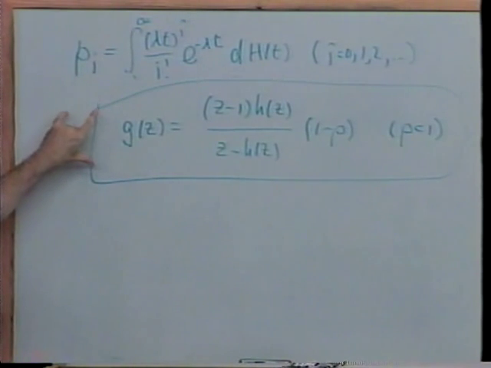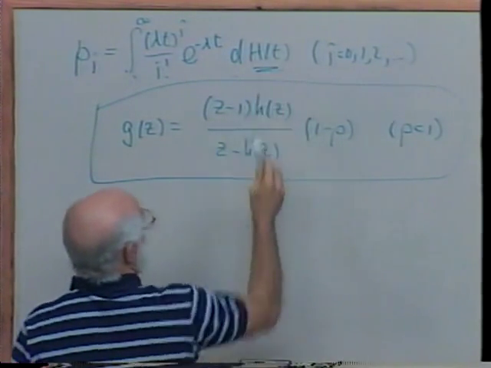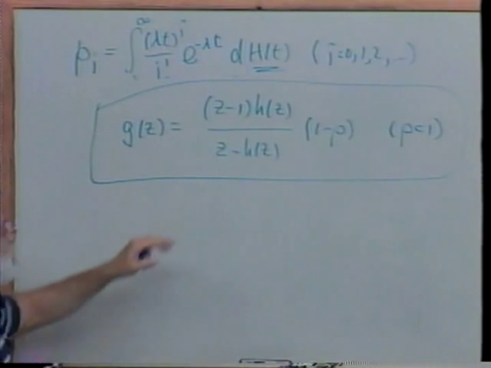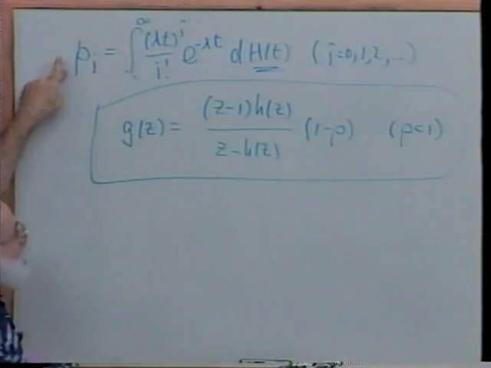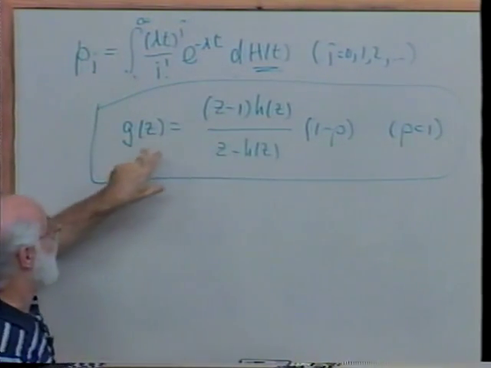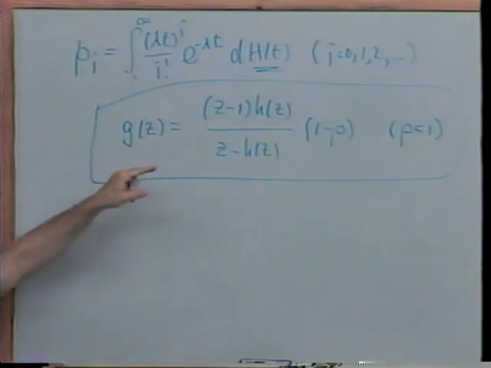OK, so this says in principle, you tell me the distribution function of service times, and from that I can compute the generating function of these probabilities. So in principle, if I know this, I know this, so I know this, so I know everything. Now, another way of writing this is as follows.